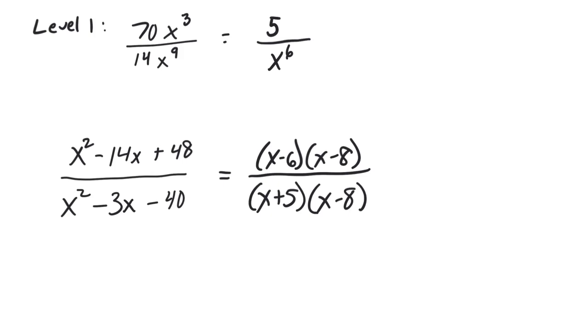I wrote the x plus 5 first just so you can see that these are going to line up. It doesn't matter if I would have put the x minus 8 over here. Either way, they'd still cancel each other out, which is what our next step is. We would cancel out the x minus 8 from the top and the bottom because we got a match. So those cancel each other out, and we are left with x minus 6 on top divided by x plus 5 on bottom, and that would be your final answer.